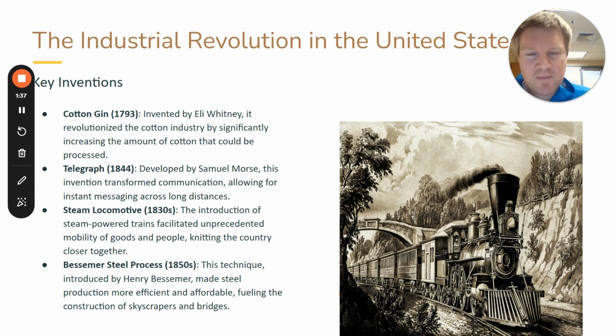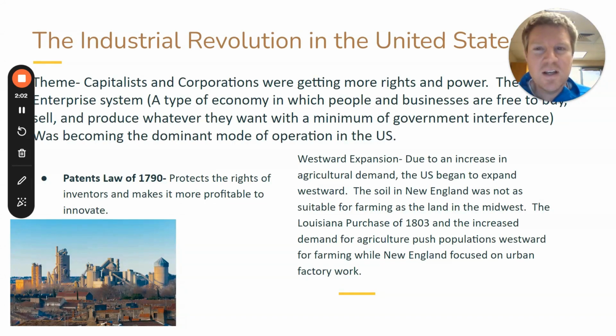And then finally, the Bessemer steel process. This is going to lead to the production of steel, making it more affordable and commonly used in construction. And then it's not going to be in these slides, but later on in our American history unit, we will see the skyscrapers and the urban development, as well as the transcontinental railroad that comes from the steel making process.